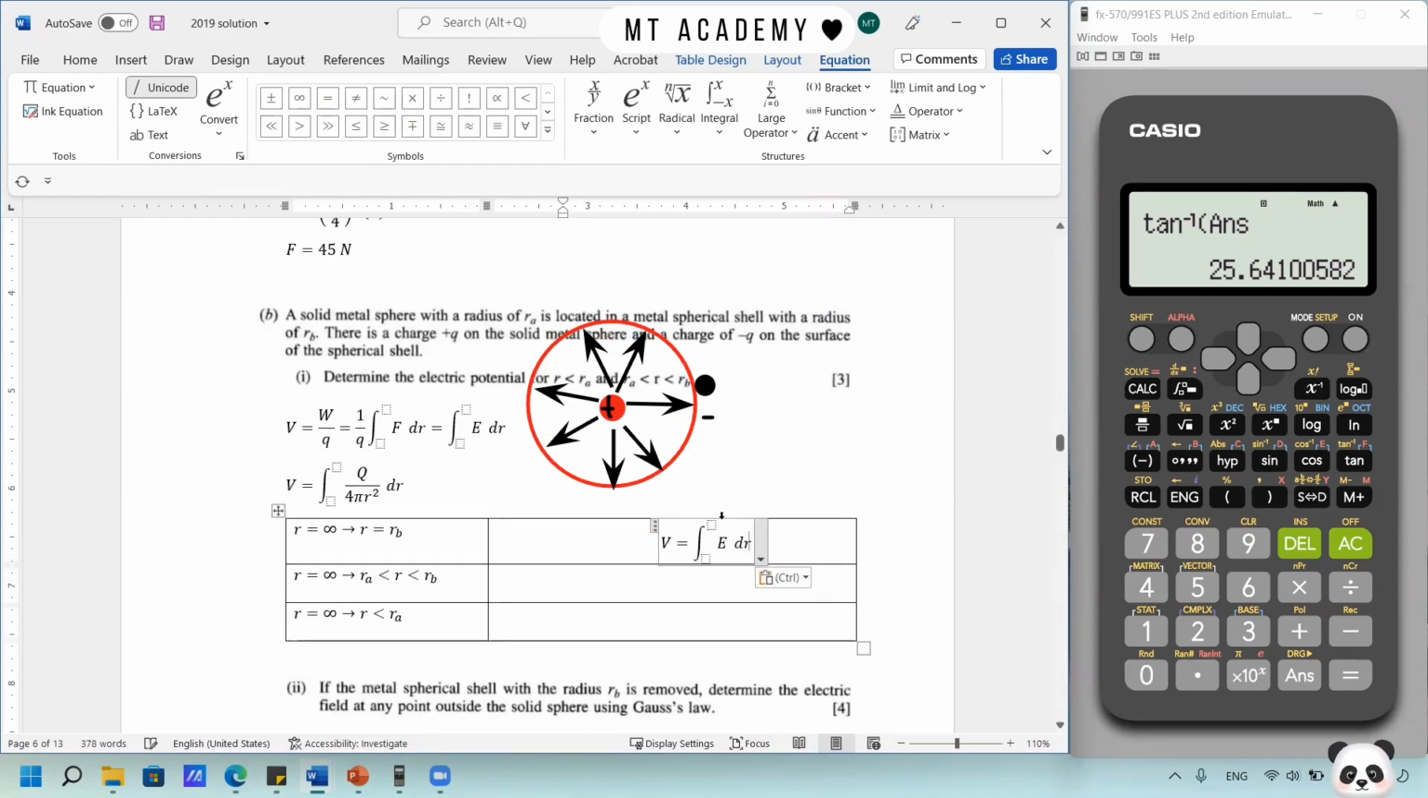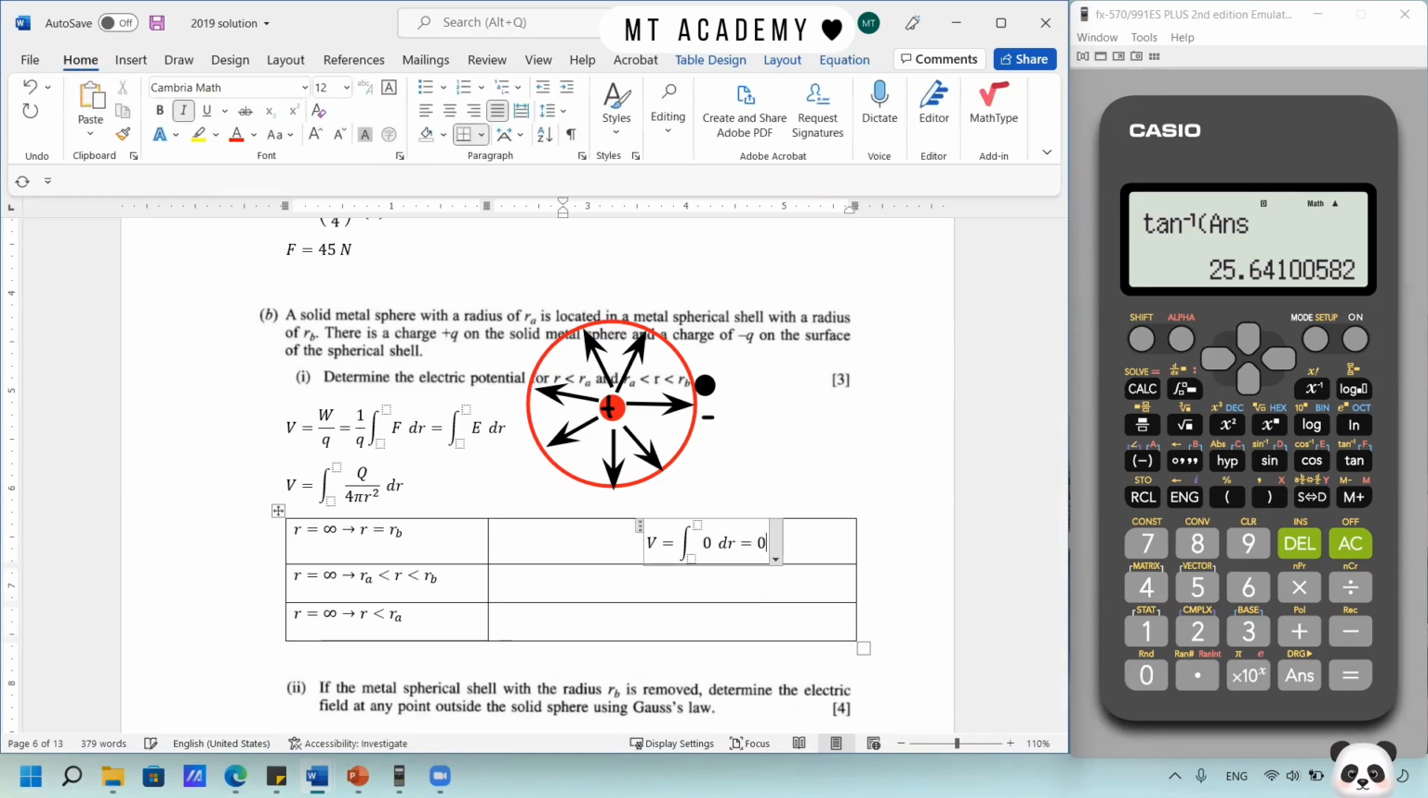Okay, so the electric field strength is 0. So it means that the electric potential is 0. So it means that there is no work done to move the point charge, a unit positive charge, from infinity to the surface of the spherical shell. So this is quite important if you want to proceed to the next condition.